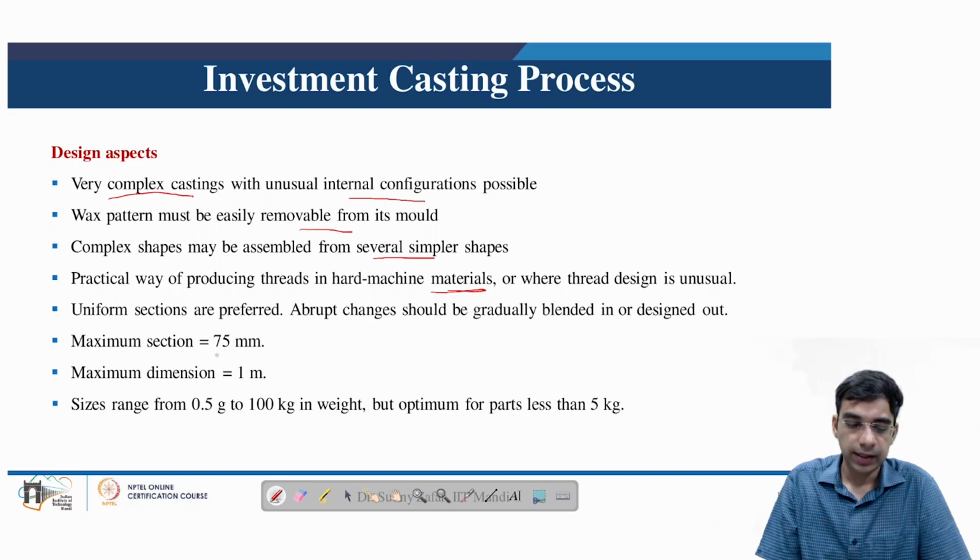So it can manage a maximum section thickness of 75 millimeters with maximum dimension up to 1 meter. So this is well within the size range of a gas turbine blade, and the weight that investment casting can manage is 0.5 to 100 kilogram. So here also a gas turbine blade is well within this range.